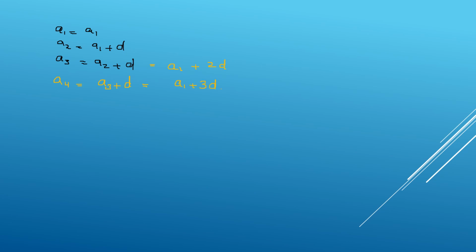So from here we can see that the nth term a_n will be equal to a_1 plus (n minus 1) times d. Here d is known as the common difference, n is the number of terms, and a_n denotes the nth term. From this general formula we can see that there are four unknowns, including the first term. If we know three of them, then we can easily find the fourth one, which we will see in the next examples.